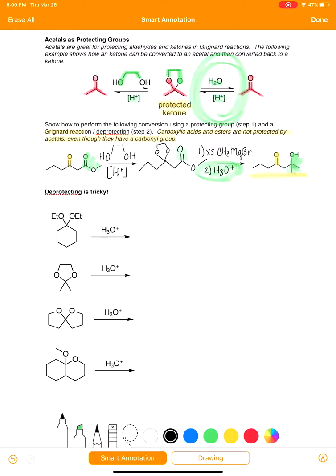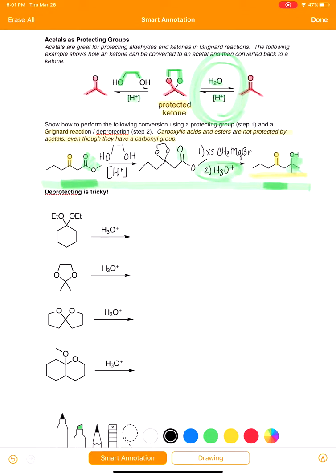It's not tricky when you're doing it in the lab, because to deprotect in the lab, all you have to do is put some H3O plus in your solution, and then it just does it magically. And it's also not tricky if you're deprotecting in a scenario like this, because you know what you started with, and you know that you're just going to go right back to that same functional group. But in a situation like this, where you don't know what the original carbonyl compound was, it can be kind of tricky to figure out what it was.